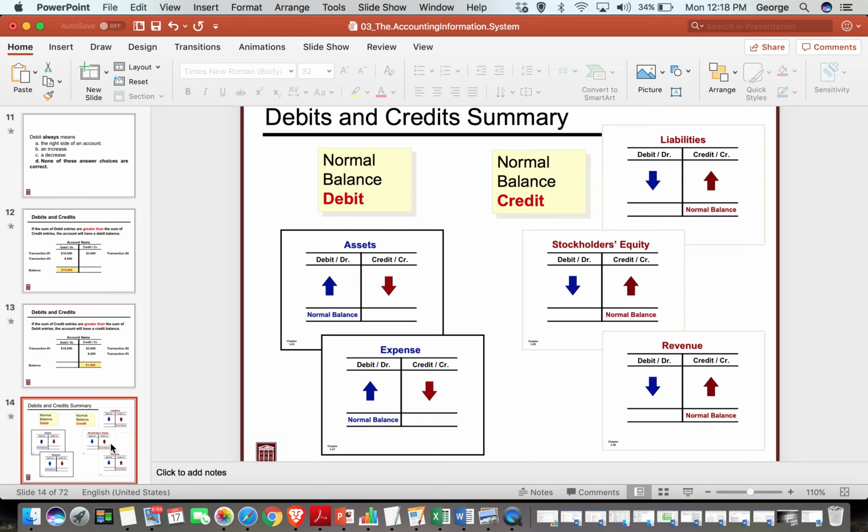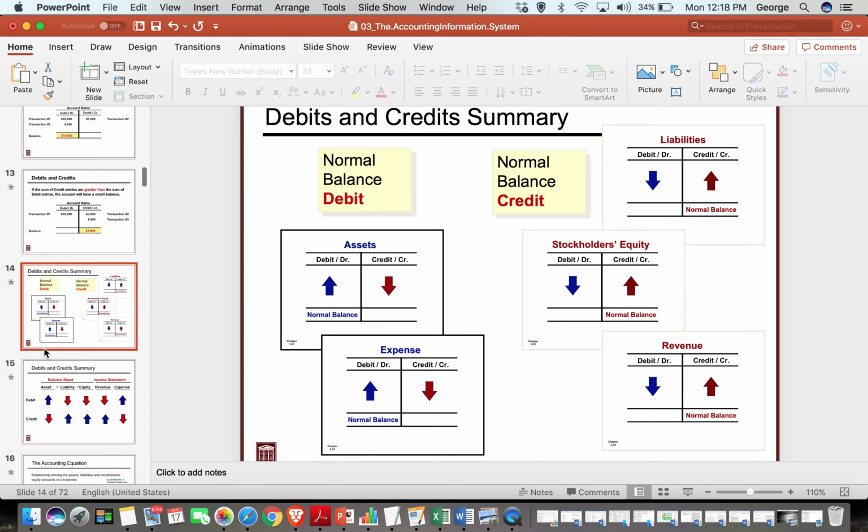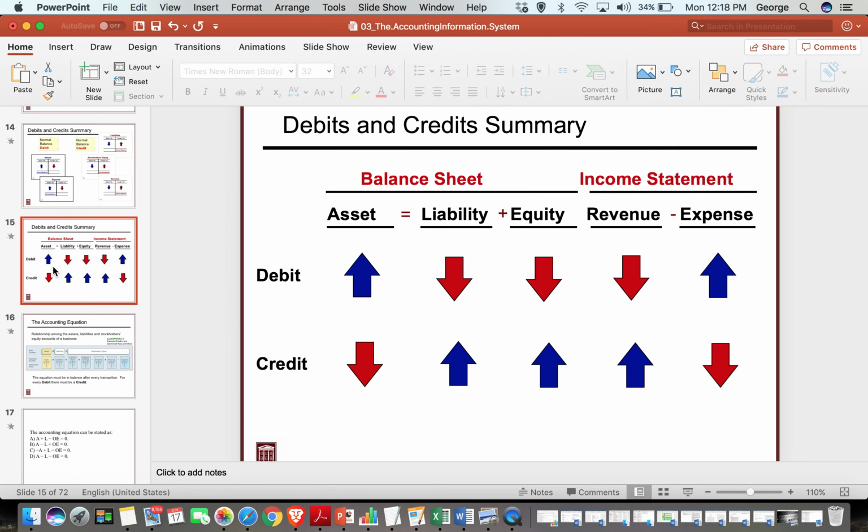Liabilities, on the other hand, have a credit balance, so of course are increased by credits and decreased by debits. Liabilities, stockholders' equity, revenues are all the types of accounts that have credit balances. So here's a summary. If an asset has a debit balance, it's going to be increased by debits and decreased by credits. Liability with a credit balance is decreased by debits, increased by credits. Equity, same as liability. Revenue, same as equity. And then expense will be the same as assets.